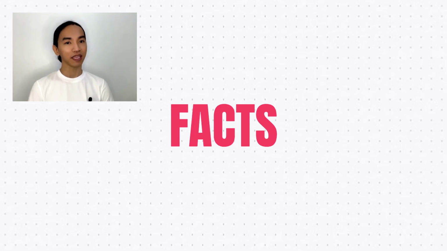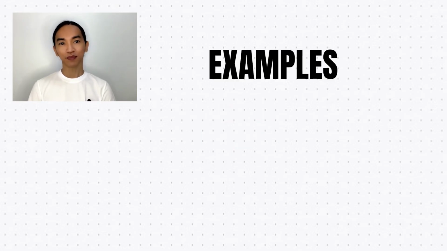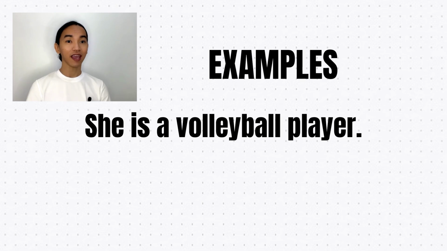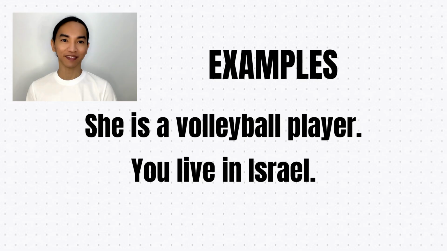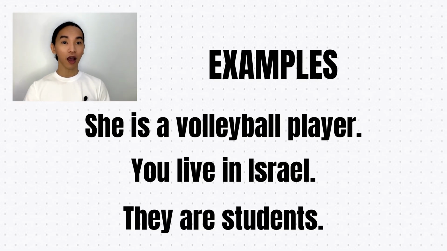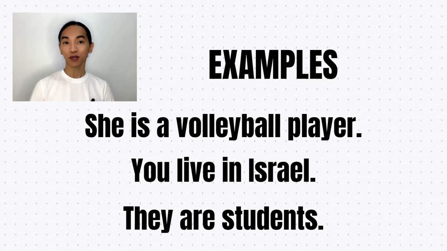So let's talk about the usages. For the first one, we use the simple present tense when we talk about facts, or at least what we believe is a fact. Fact or true information. For example, she is a volleyball player. You live in Israel. They are students. All of these are in simple present tense because they are facts.